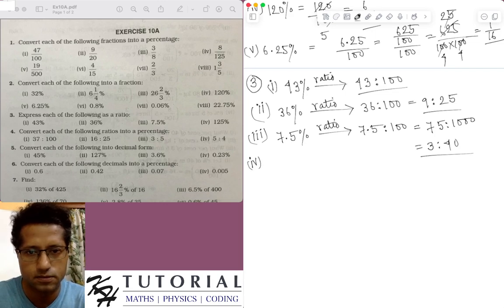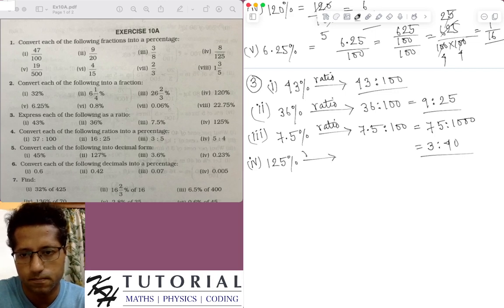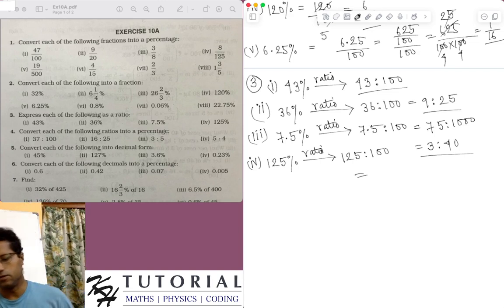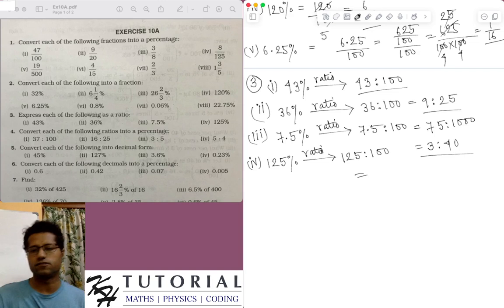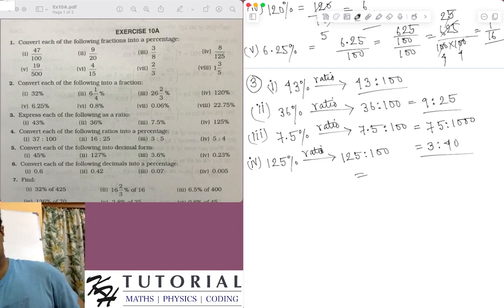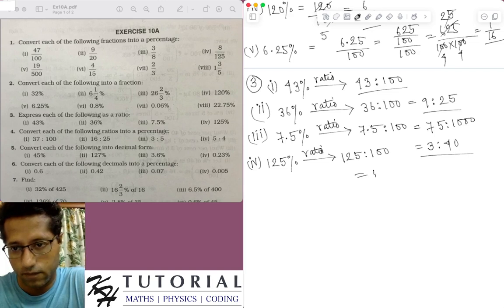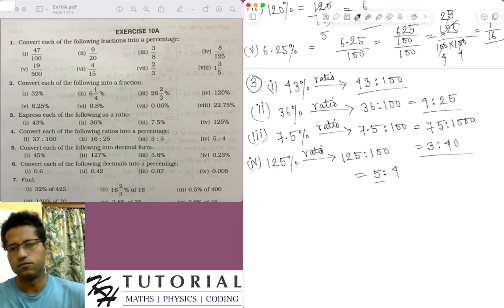Part 4 is 125 percentage. So the ratio will be 125 is to 100. Now if you reduce this ratio to its simplest form, we can divide both the terms by 25 and we get 5 is to 4. So 5 is to 4 is the ratio.